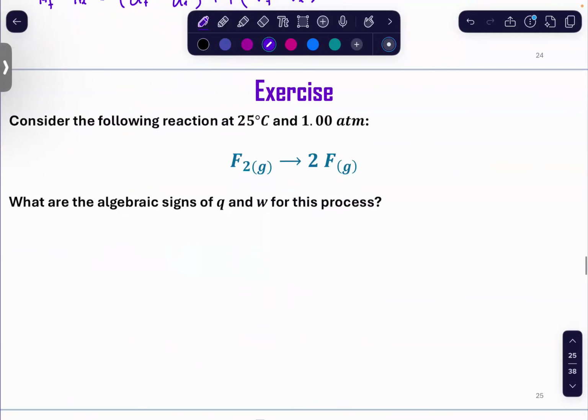So let's start with an exercise that's just based off thermodynamic logic. So here we have a reaction at 25 Celsius, 1 atmosphere. Fluorine gas is becoming a gas of fluorine atoms. And fluorine gas, of course, is F2. It's a diatomic molecule. The atoms are just single fluorine atoms. So we have 1 mole of fluorine gas becoming 2 moles of fluorine atoms. What are the signs of Q and W? So positive, negative.